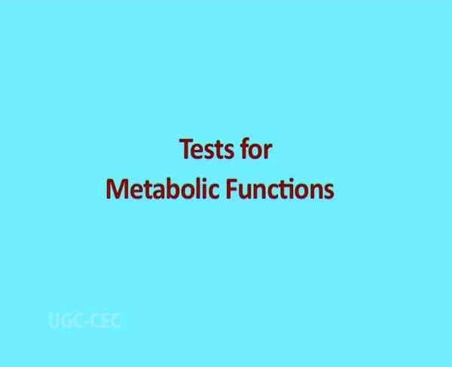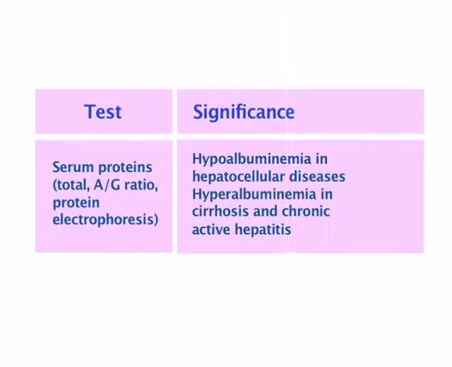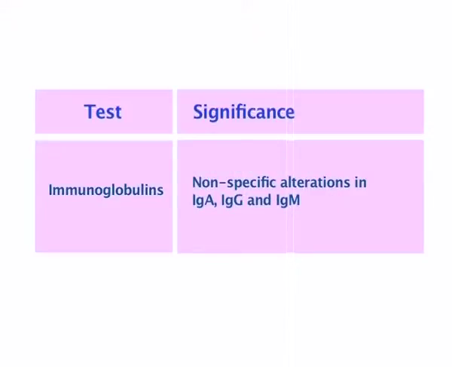The third table summarizes tests for metabolic functions. Here we see amino acids and protein metabolism. Serum proteins, which involves total serum protein, albumin globulin ratio, and protein electrophoresis. Hypoalbuminemia is significantly seen in hepatocellular diseases. Hyperglobulinemia is seen in cirrhosis and chronic active hepatitis. Immunoglobulins, there are non-specific alterations in IgA, IgG, and IgM.